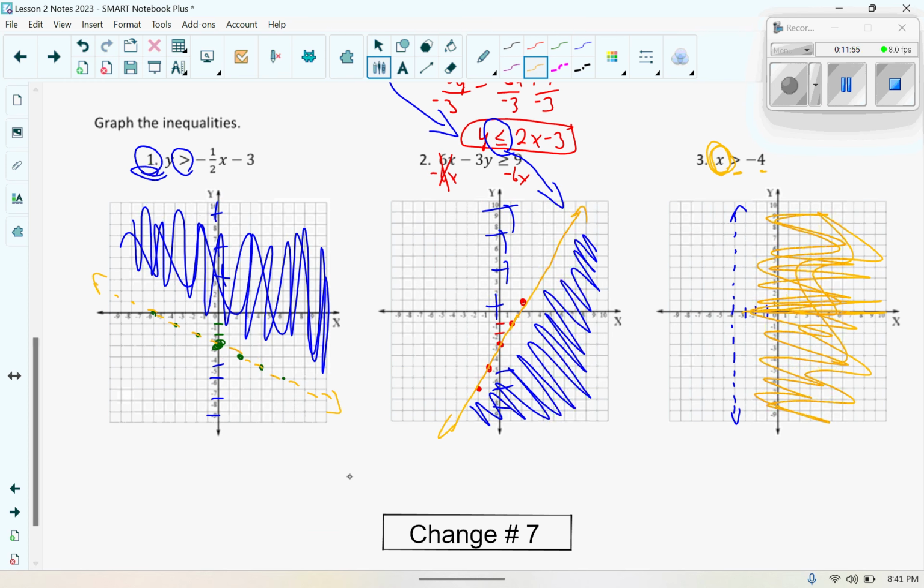Oh, and number 7, you'll see this in the folder. I made a mistake. So you're going to have to change number 7 on your 2.2 worksheet. If you were here on Friday, we talked about it, but if you're not here, I just want to make sure you knew that. Okay, thanks a lot.